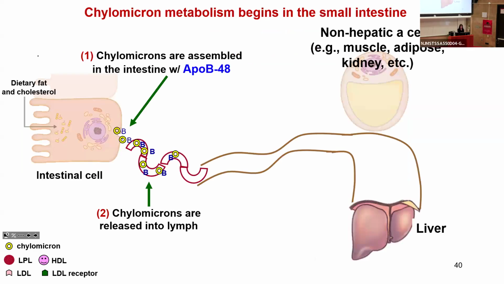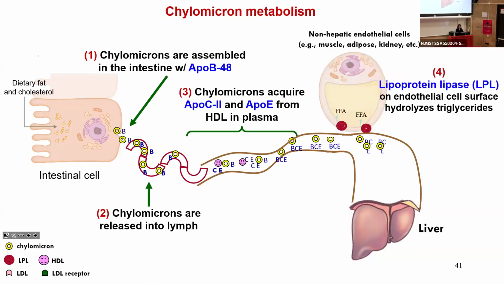And so just to tell you about how these things circulate throughout the body, these particles are not static, right? They are getting produced in the cell. In the case of chylomicrons, it's in the intestine. They get released. And so what is their life story throughout the body? So chylomicrons are assembled in the intestine, and their signature protein on the outside is ApoB48. And so they're released into the lymph.